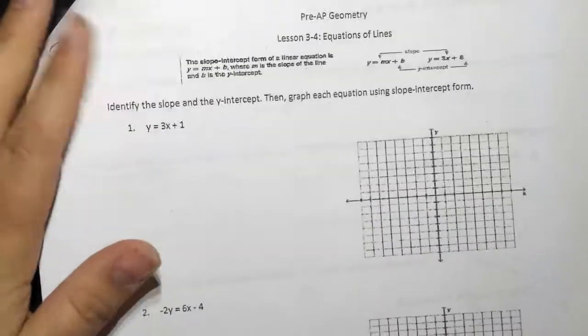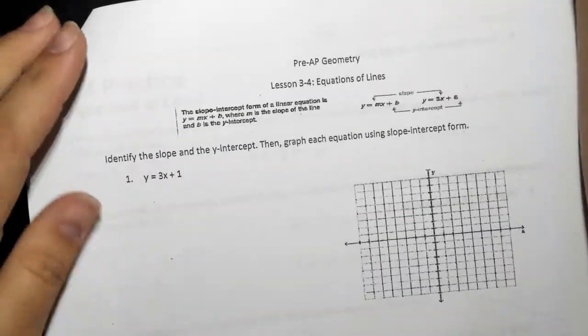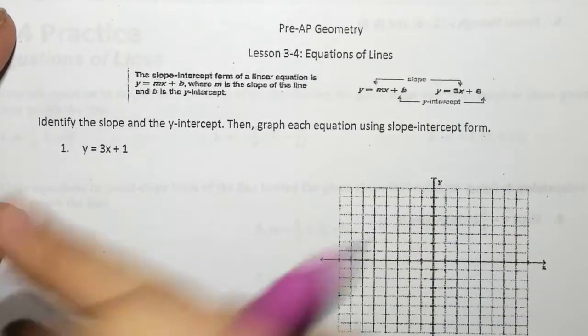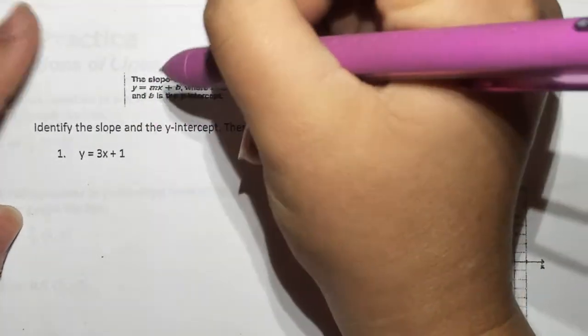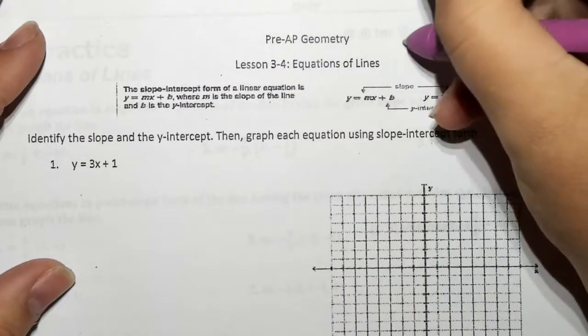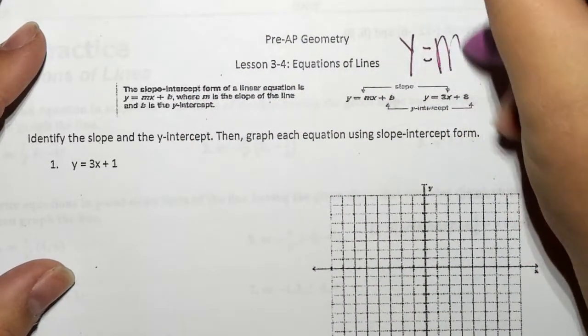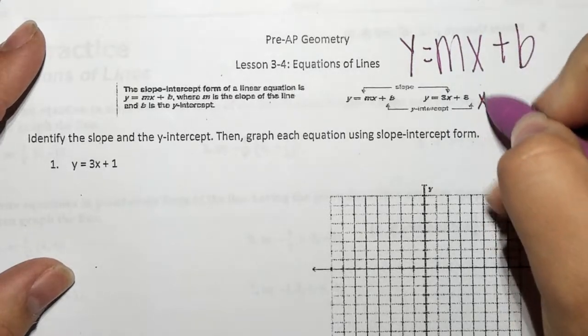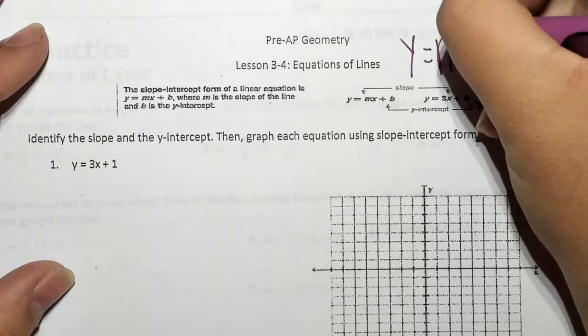Okay, so you did learn this last year in Algebra 1. Most of this is actually a review. So, let's start. The first thing is graphing in slope-intercept form. So, slope-intercept is y equals mx plus b. I know it's written right here. However, when I write it, it helps me remember it more.